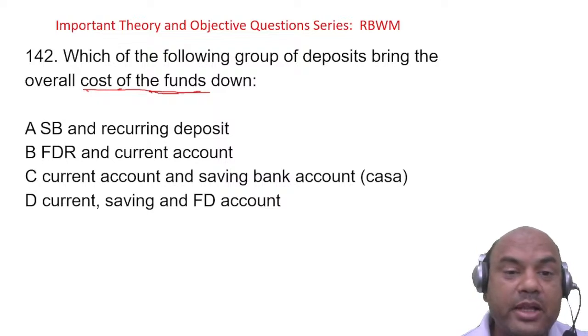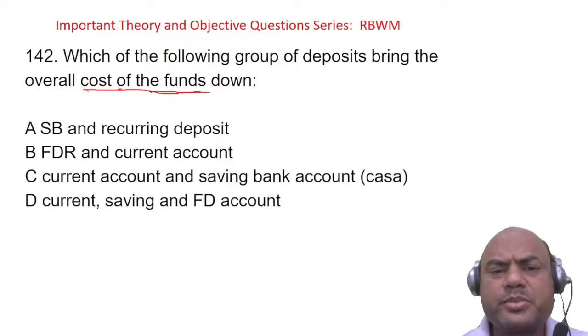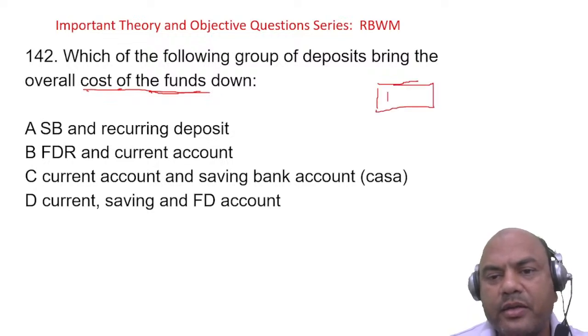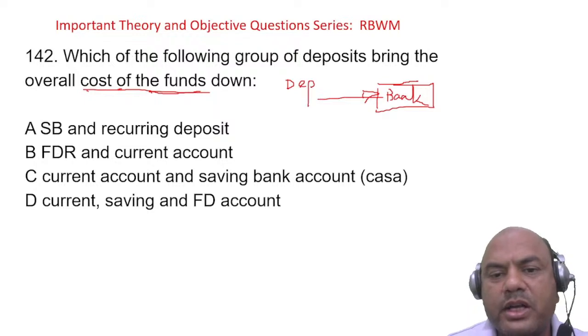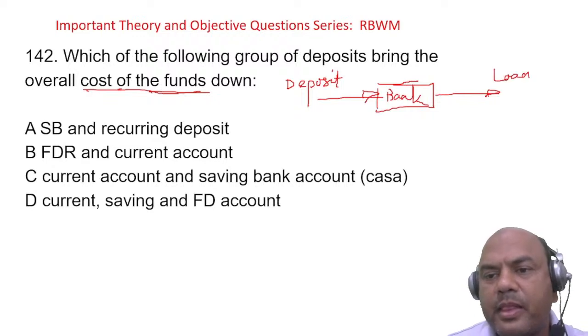You at a JAIIB level should know what is meant by cost of funds. Cost of funds means at what cost do I borrow? Here, what is my job? I'm in the bank. So what do I do? I get the deposit from here, or we call it liability, right? Deposit, and I give the loans over here, loan, right?